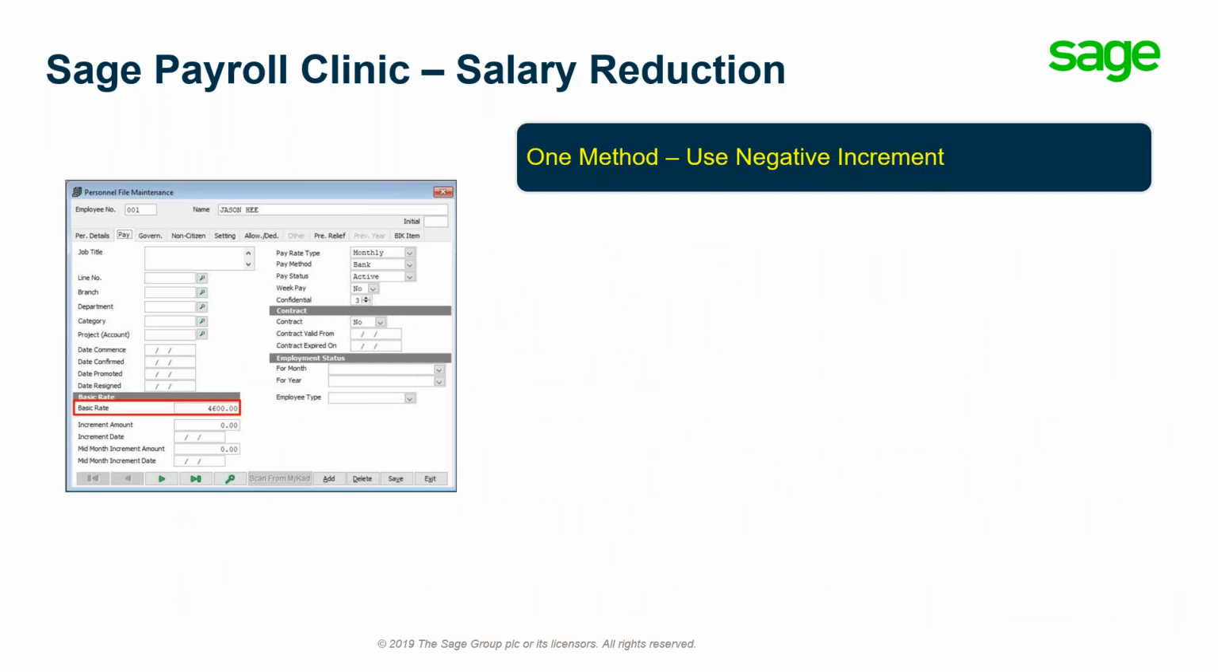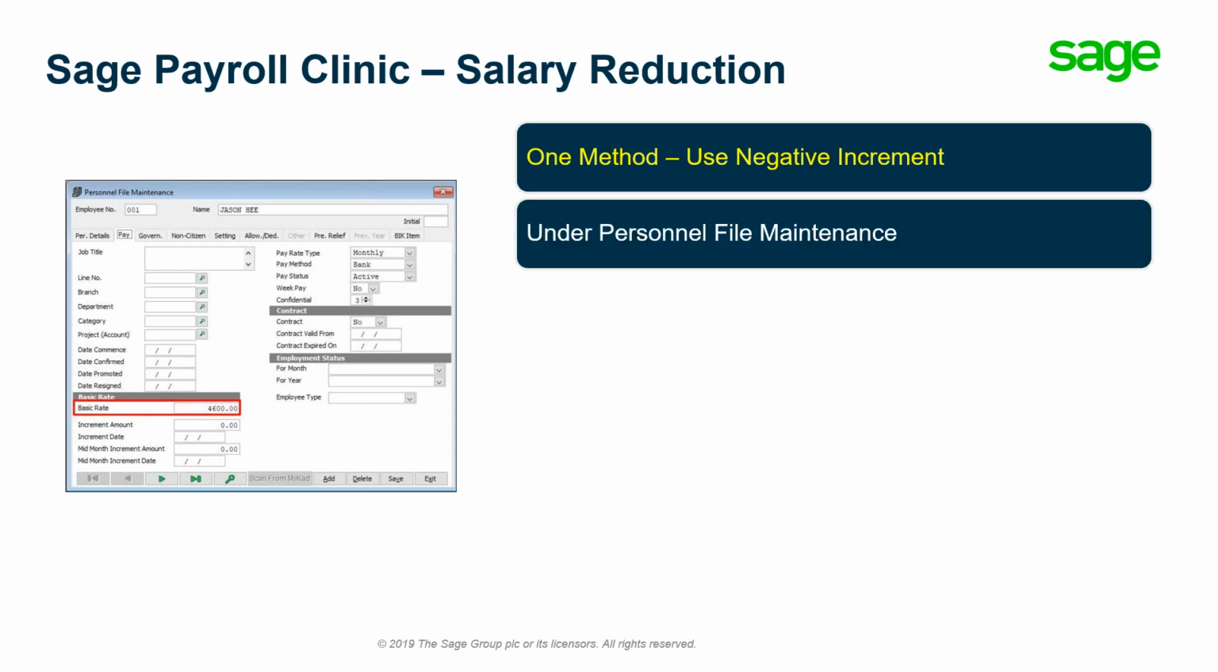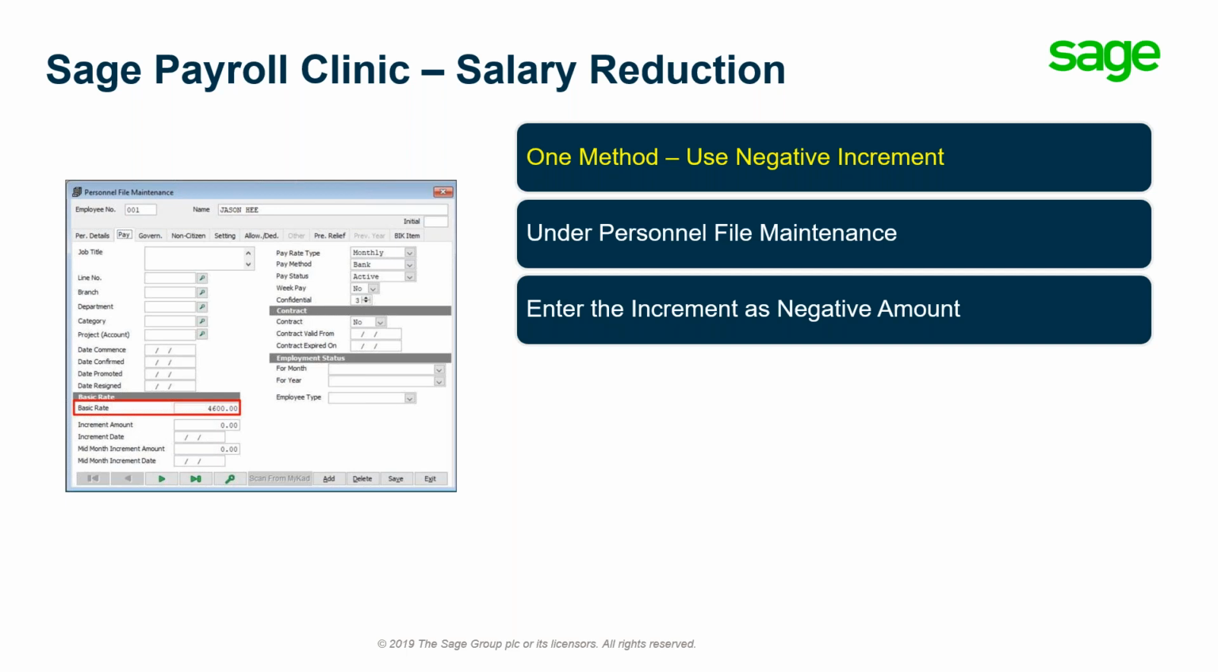First method is using a negative increment. So in the personal and maintenance file, you have basic rate, and then there's a column called increment. Typically the column is meant for you to put increment, but if you need to reduce, this column can be used to enter a negative amount. So instead of a positive increment, you can put a negative amount.